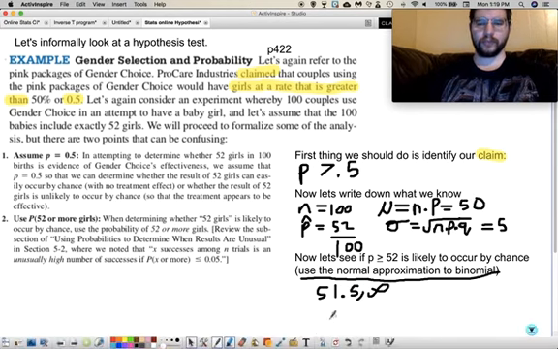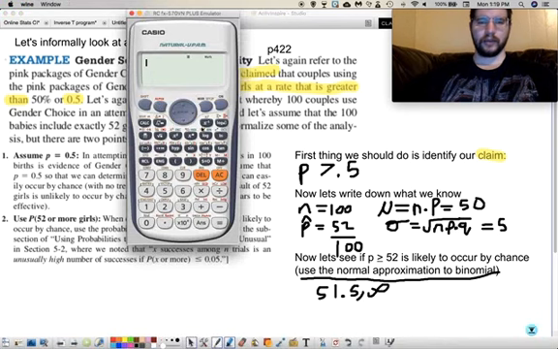So I'm going to grab the Casio. And I'm going to type it in. Mode, inverse. No, we're going to do a normal CDF on this one. Lower bound is 51.5. Upper bound is infinity. This is all stuff you should already know how to do. Sigma, we calculated to be 5. And mu is 50. So we get a 38% chance of happening by chance.